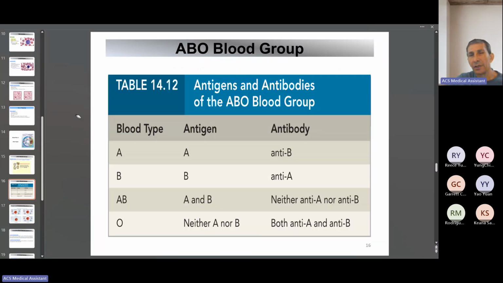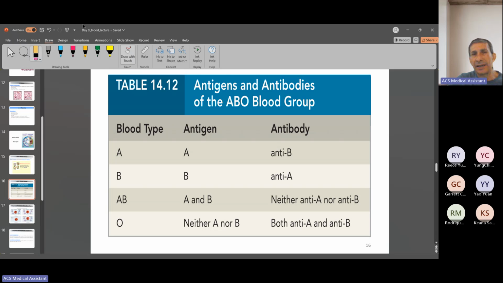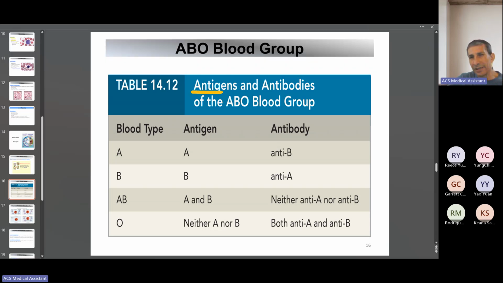Here we have antigens and antibodies. This is very important. Remember, the antigens are outside, within the cell membrane, and the antibodies are inside the cell. They are in the cytoplasm. So that's what you need to understand.